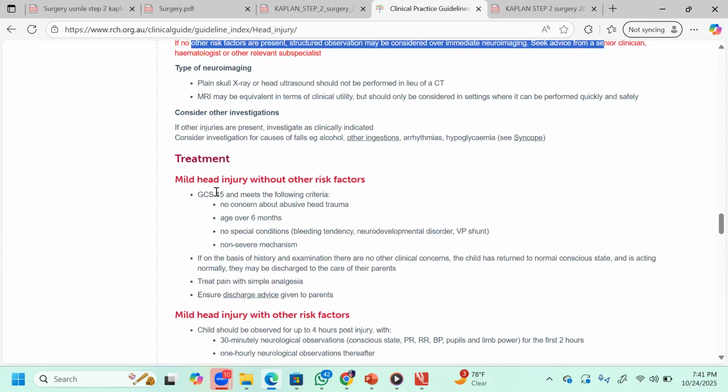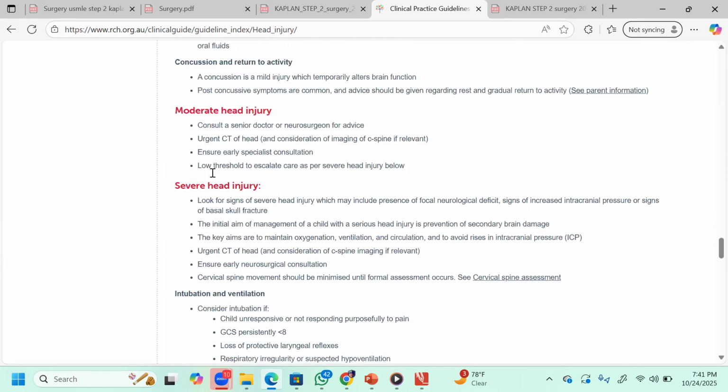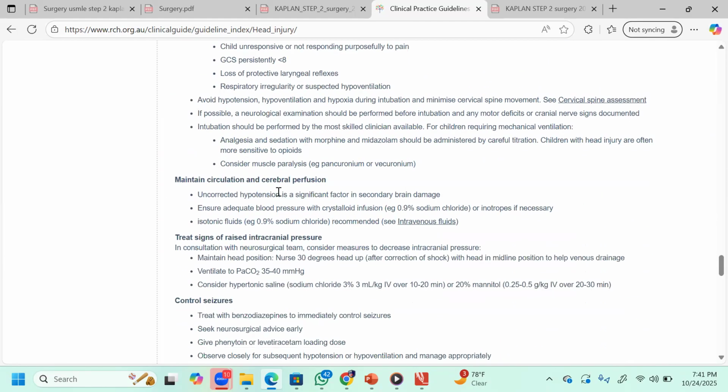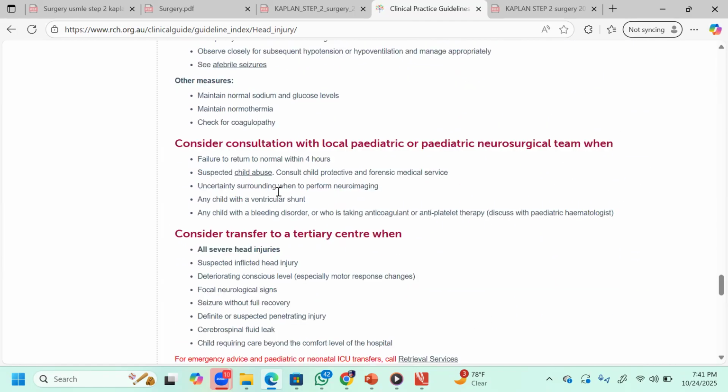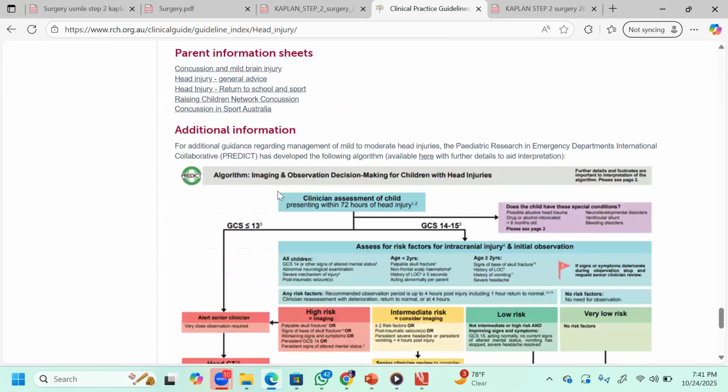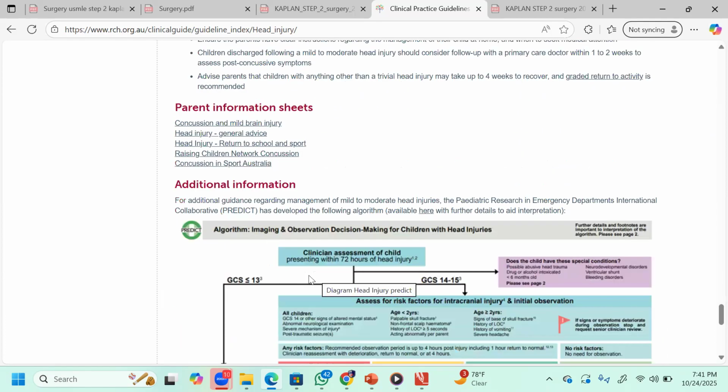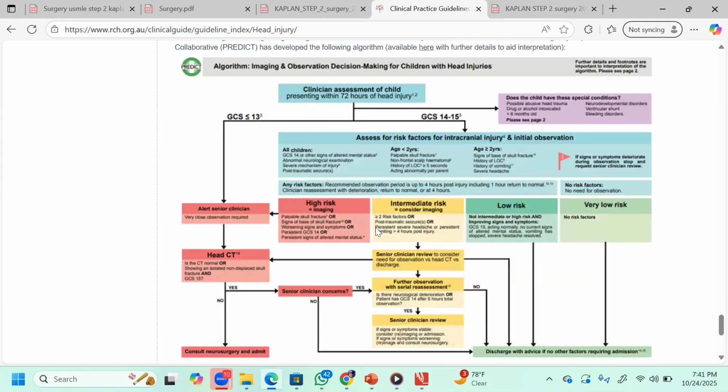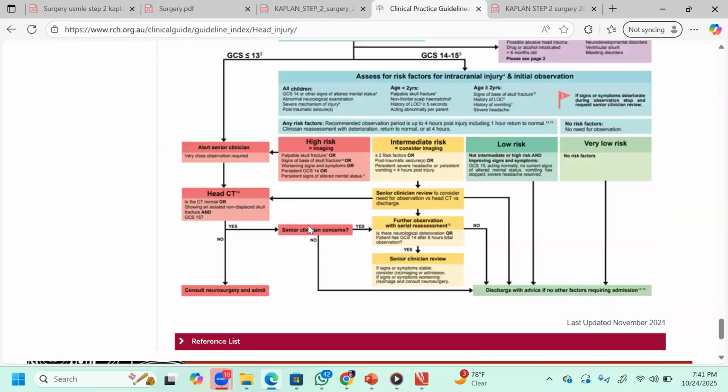Okay. So doctors, go through the things we discussed in your own time. Please go through that guideline. I already attached the link in the notes. So this one table, please go through.